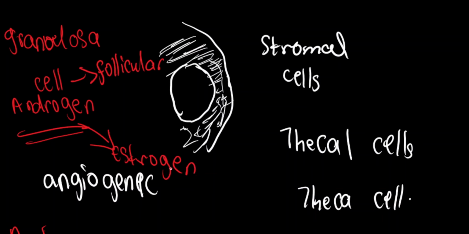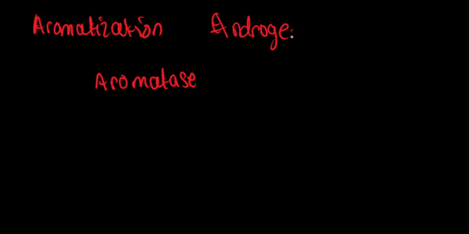As we'll go on to see, this process is called aromatization. Very important. Let me take this to a clean page. So this process is called aromatization, and it involves the enzyme aromatase. Aromatase converts androgen to estrogen.